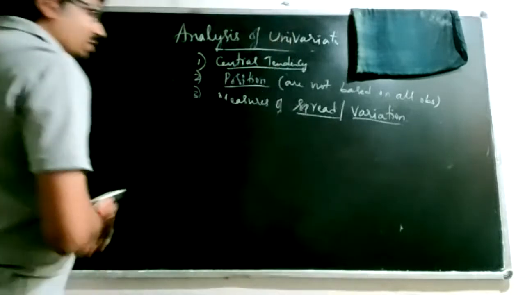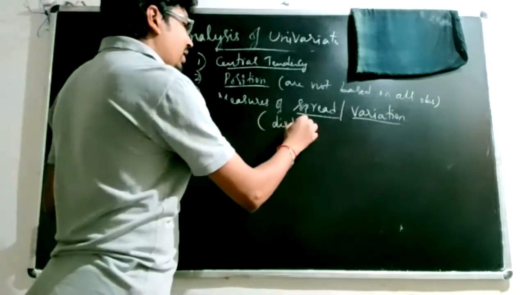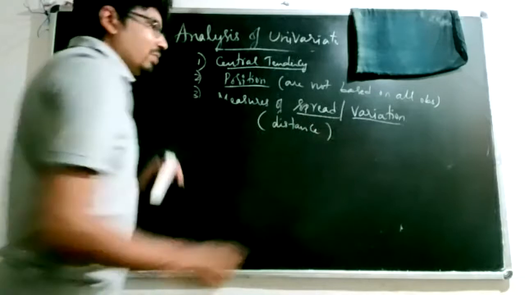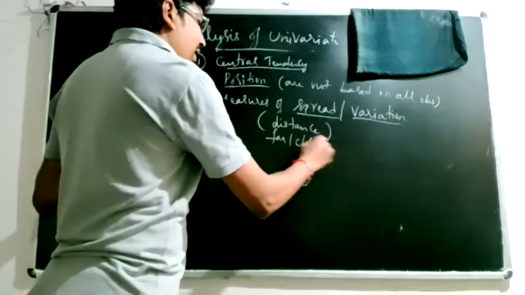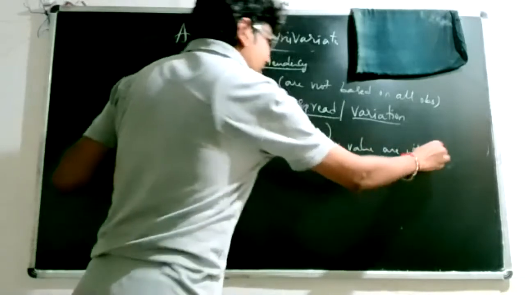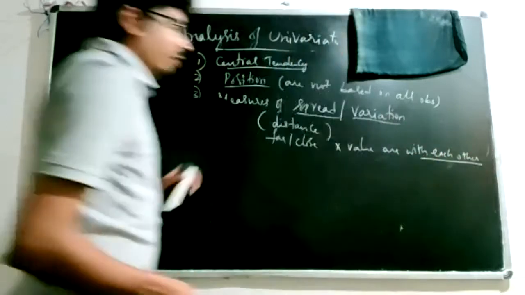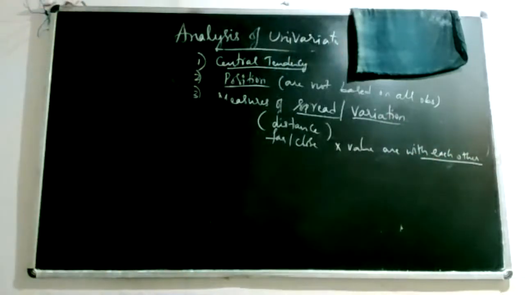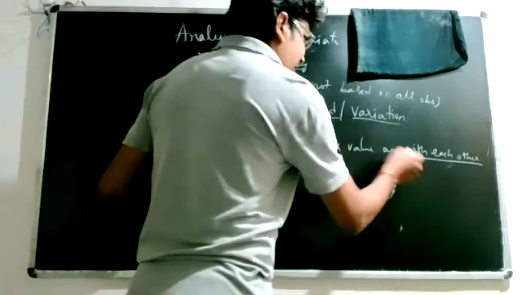And what is this measure of spread or variation? So the mathematical term is actually the distance here. So we are looking into how far or how close the x values are with each other, and it is difficult to obtain such. So if I say what is the difference between each and every value, you can compute that, but mathematically that becomes a tedious job as well as a time consuming job.